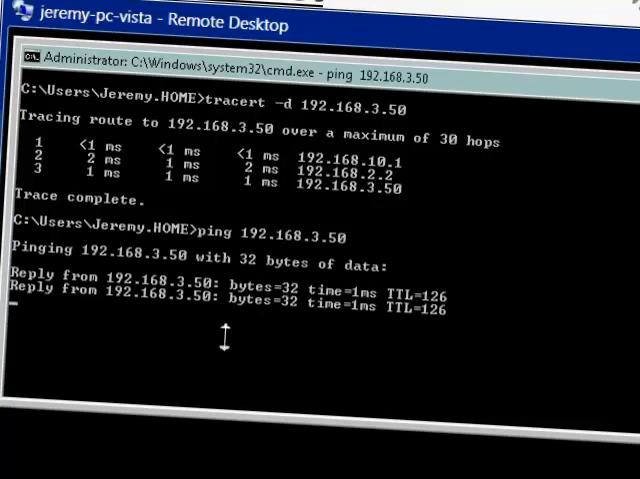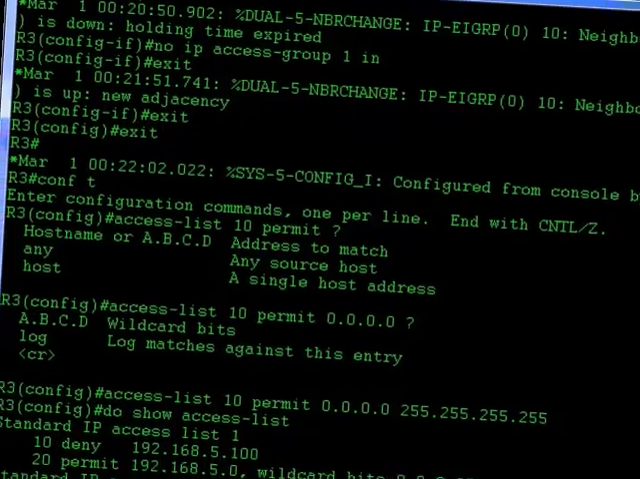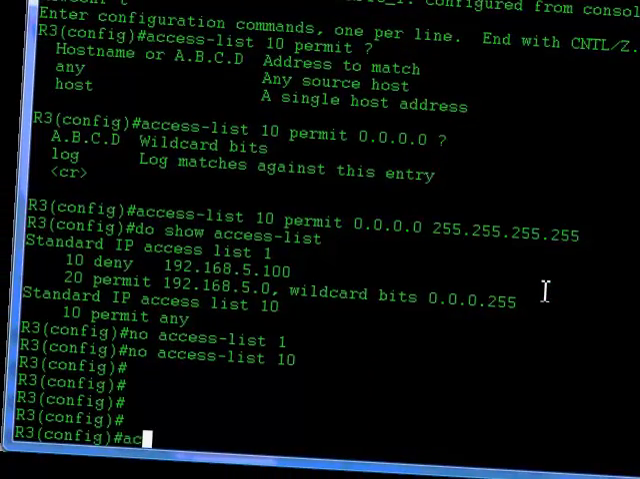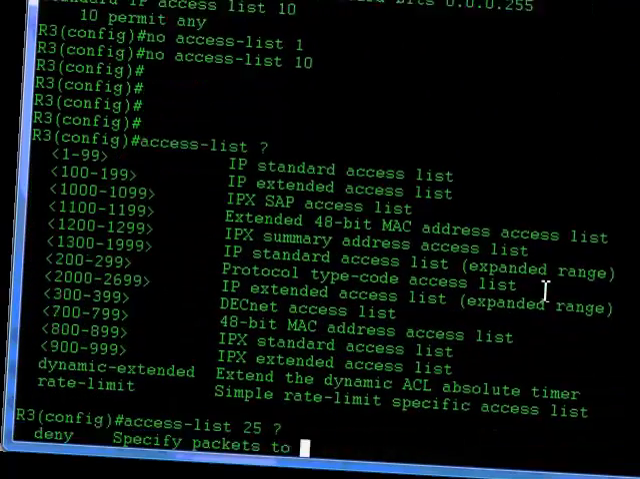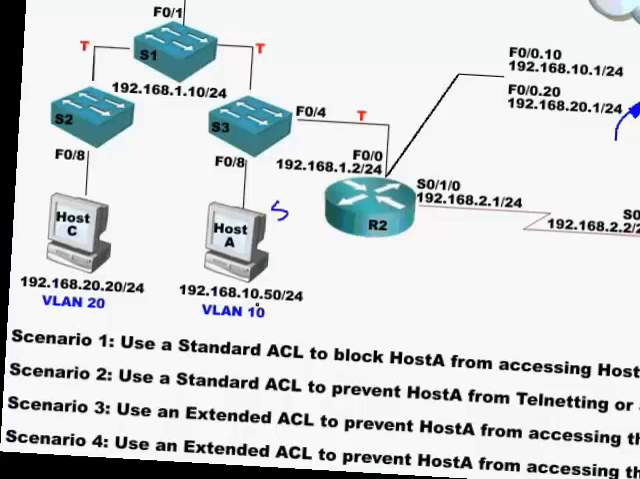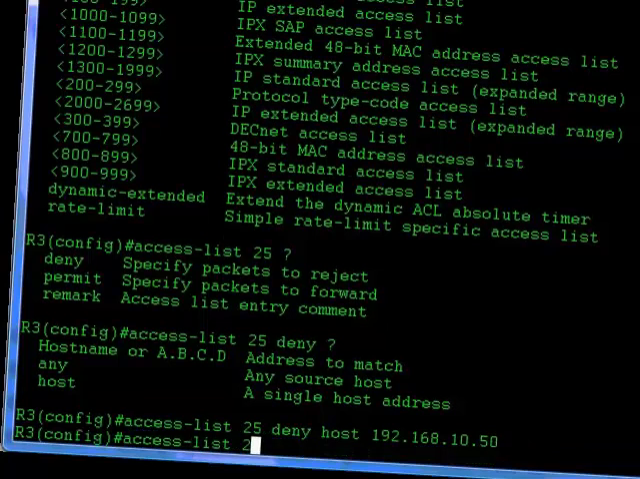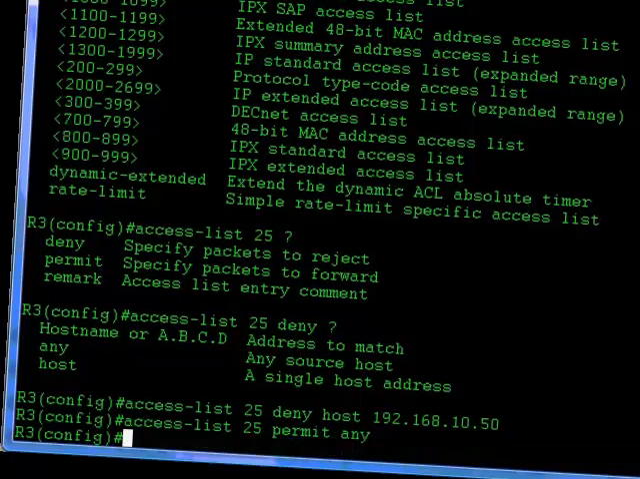First, Jeremy verifies he has connectivity with a simple ping command. Then he types in the access-list command, and the number he uses is 25. Okay, anything between 0 and 99 is considered standard. Access list 25, deny, host, then the IP address 192.168.5.50. So you gotta then follow it up with the permit, right? 25, permit any. So a couple of steps involved here, but they're not hard. This is standard access list.